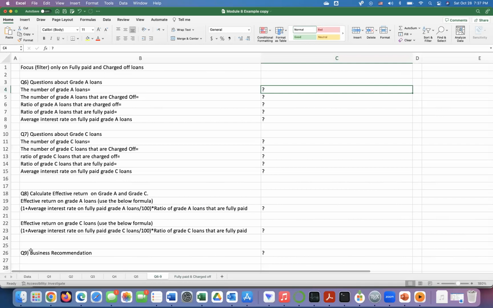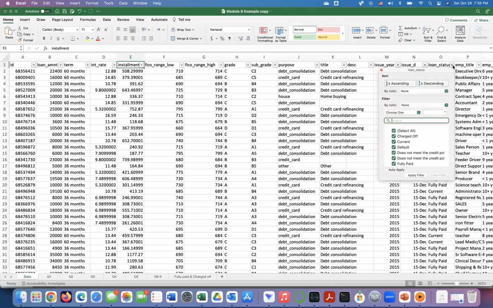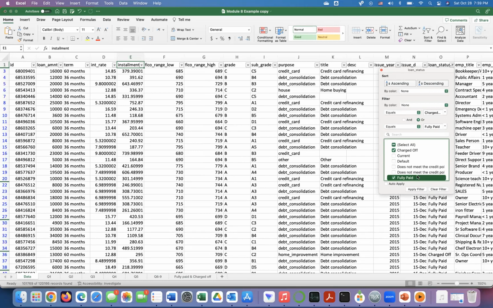So we want to filter them. I go to the Data tab and then click on Sort and Filter, then Filter. Here I'm going to select everything, charge off and then fully paid. I select them and then I just apply the filter. Yes, fully paid, charge off, apply filter.